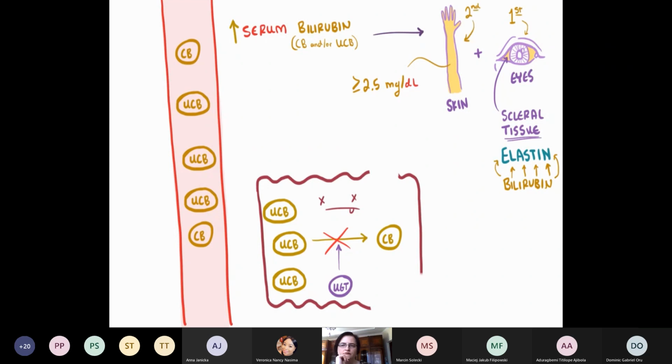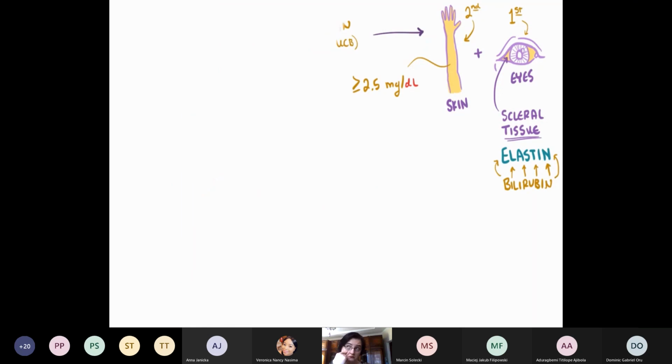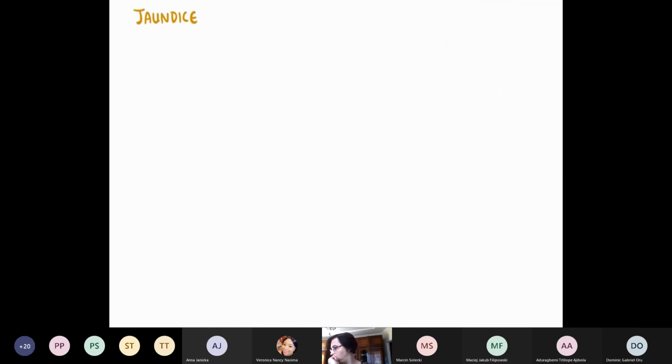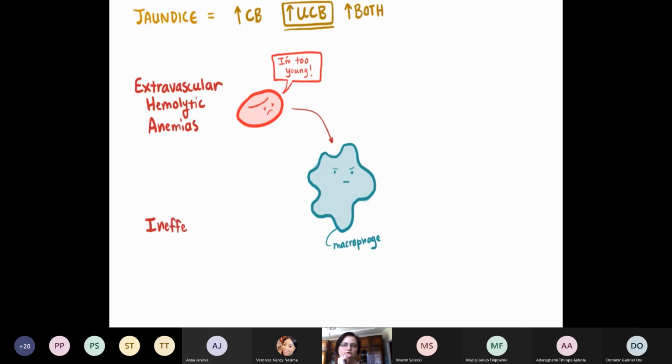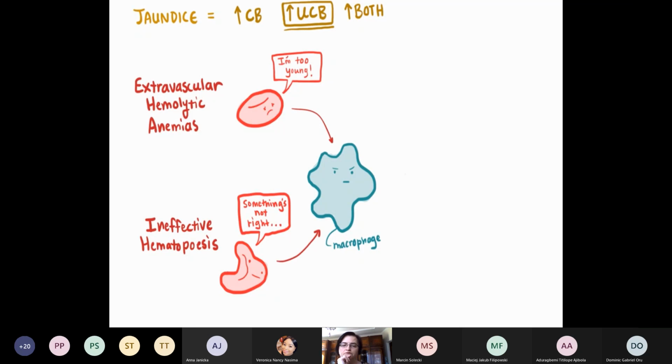Now, as you might imagine, after looking at this process, there are quite a few potential pitfalls along the way that can lead to jaundice. And they're lumped together depending on whether they have more unconjugated bilirubin in the blood, or more conjugated bilirubin in the blood, or more of both in the blood. Two types of disorders that have increased unconjugated bilirubin and similar presentations of jaundice are extravascular hemolytic anemias, where red blood cells are broken down earlier than they normally would be, and ineffective hematopoiesis, where your blood cells don't form quite right in your bone marrow, causing macrophages to break them down.